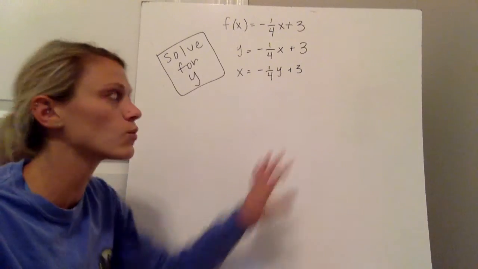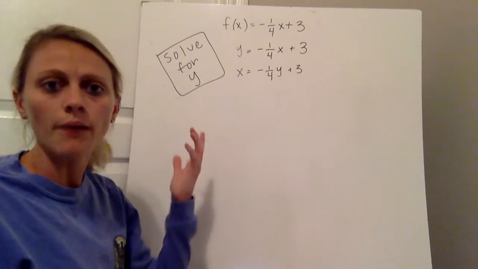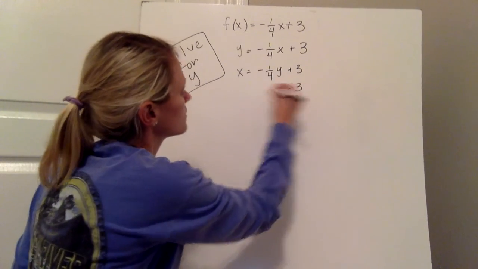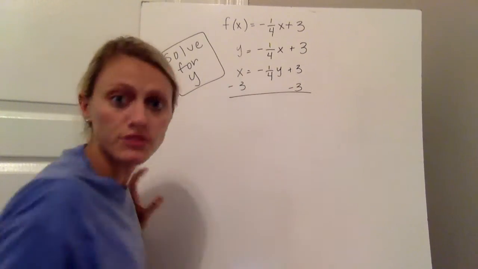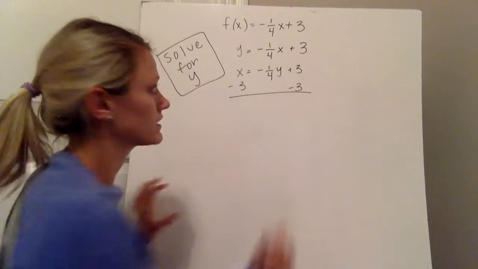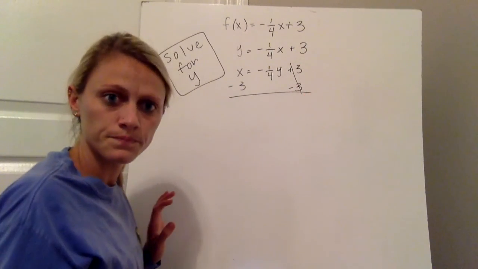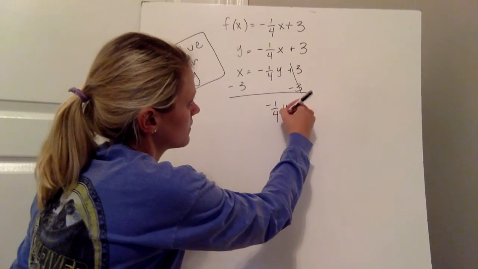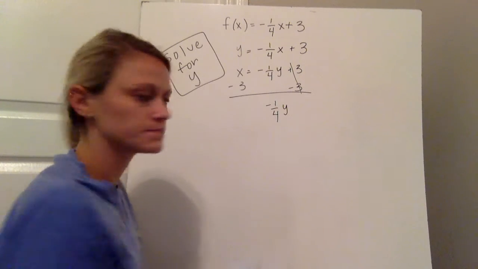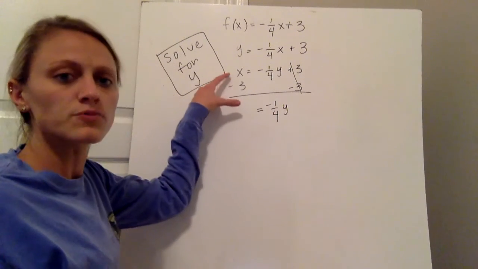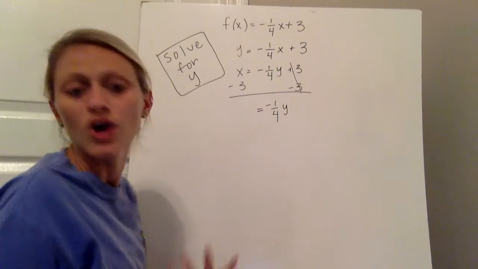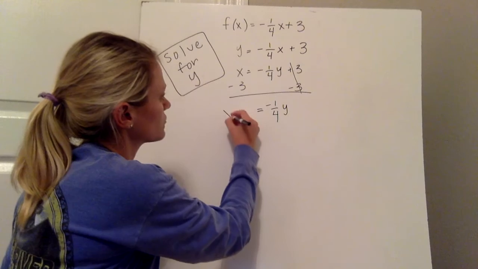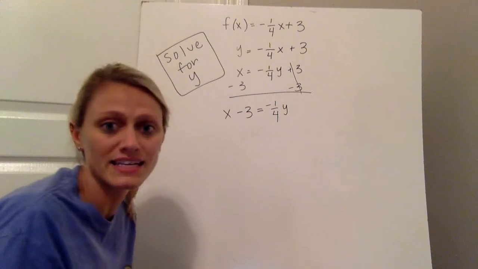In order to get rid of it or to move it to the other side, you do the opposite. So we're going to undo this addition, we're just going to subtract it from both sides. Remember, if you do it on the right side, you have to do it on the left side. Those will cancel. On this side, we're left with -1/4 times y. On this side, we're left with our x minus 3. We can't combine these. x and 3 are not like terms. So we're left with x minus 3.